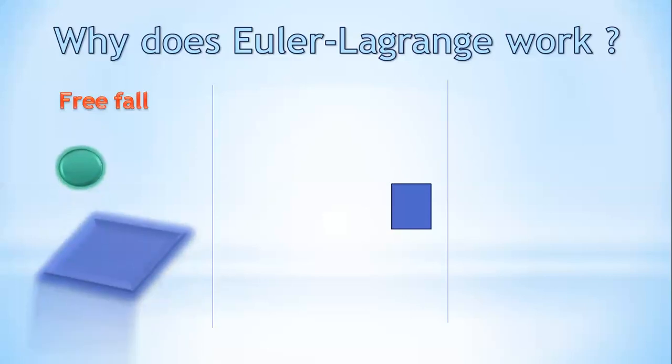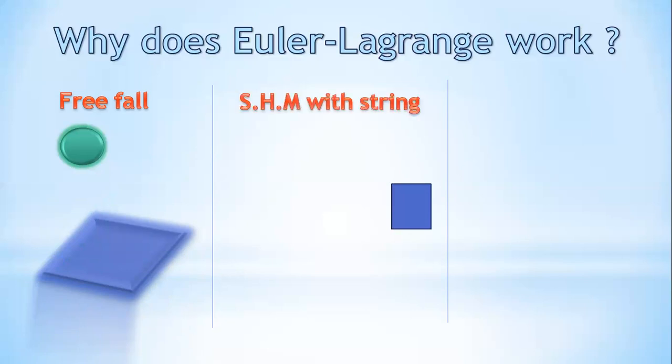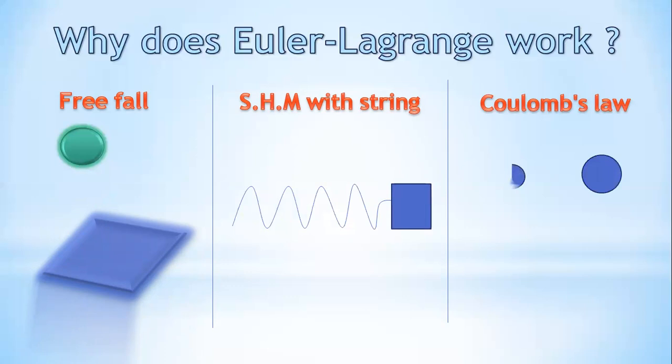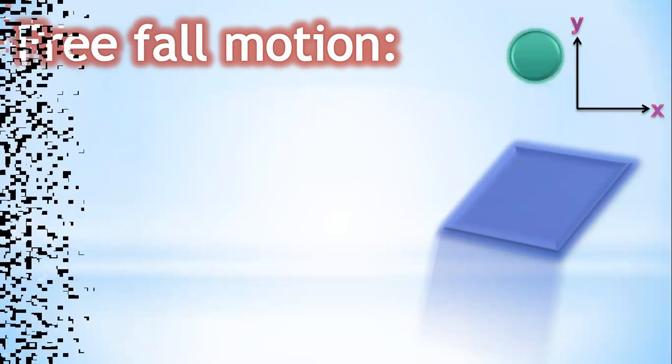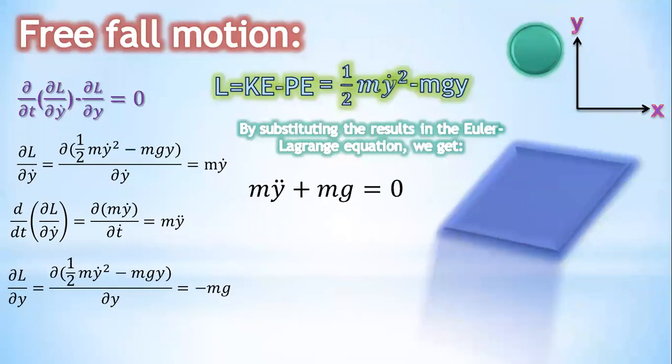and take a look at two other examples, which are the simple harmonic motion of a spring and Coulomb's law. To recheck the free fall motion example, I will not repeat the steps of the solution, but I will show the results directly. I remind you that I solved this example step by step in the previous video, so check it please. We proved after several steps that my double dot plus mg equals 0.